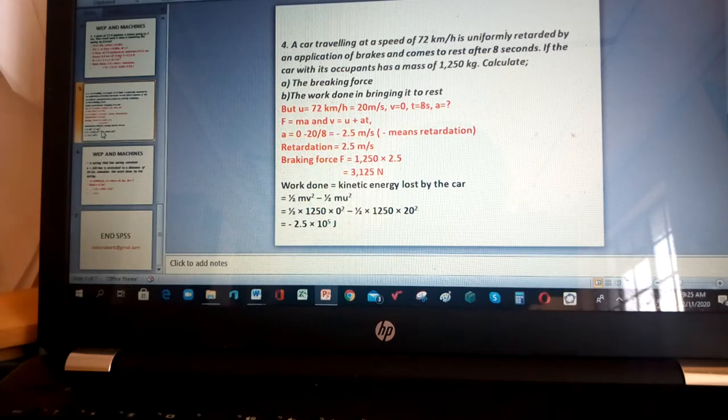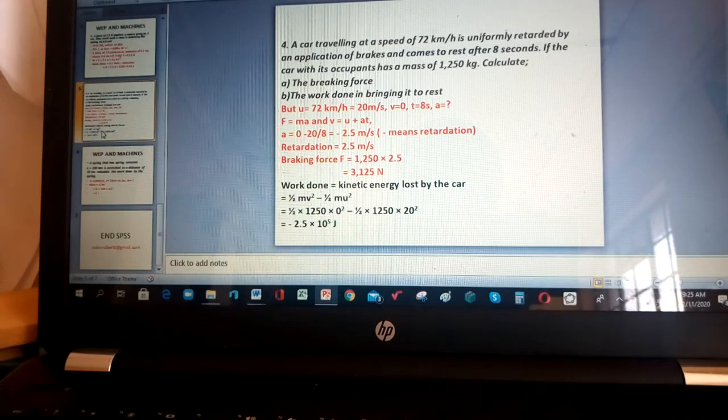So in physics, what does that negative stand for? That negative stands for retardation or deceleration. Velocity change reducing. You are from a high figure, you are coming to a low figure.